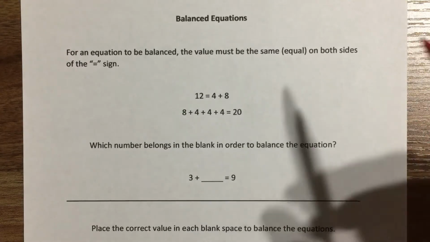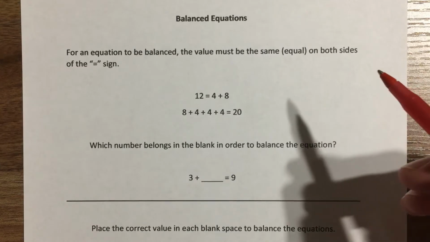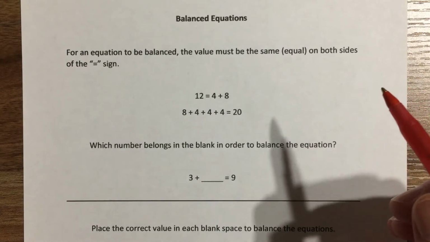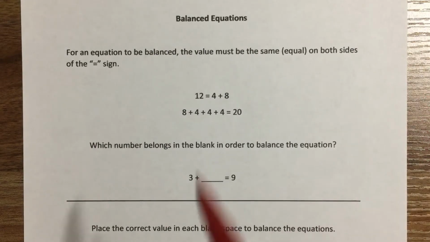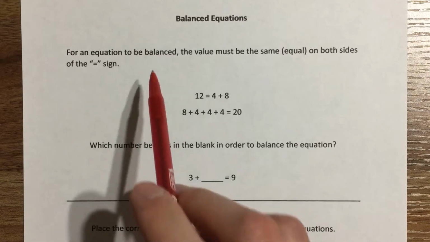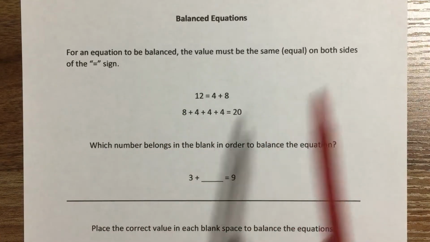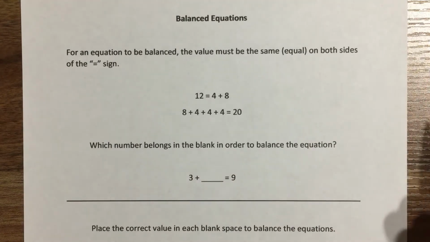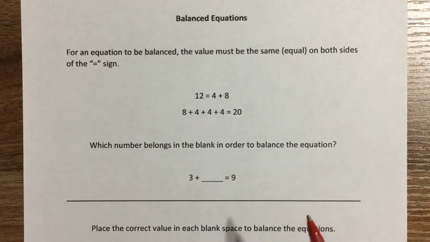So if you have balance, that means that you are staying upright. You are shifting your weight or you're doing something so that you are not tipping one way or the other too much. That's kind of the same thing with a balanced equation. For an equation to be balanced, the value on one side of the equal sign has to be the same as the value on the other side, or the total number on one side has to equal the total number on the other.